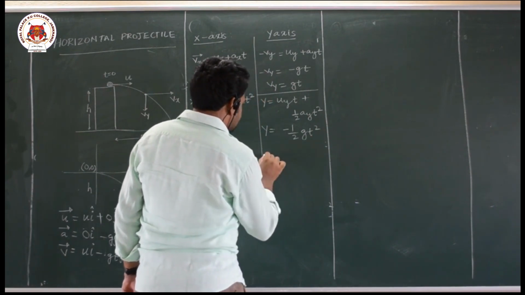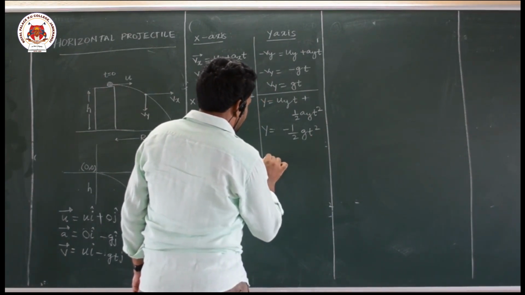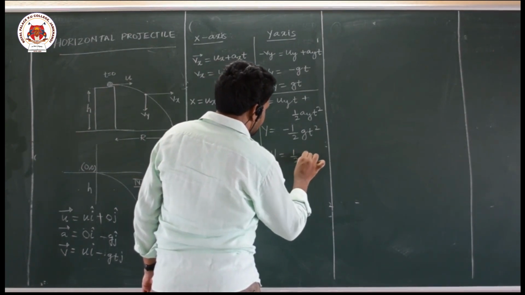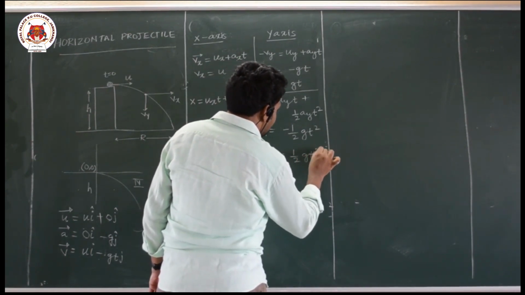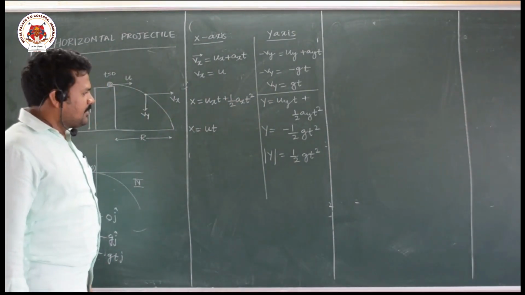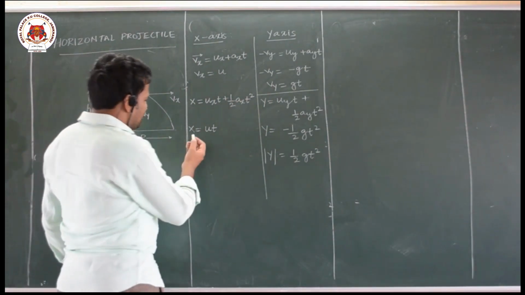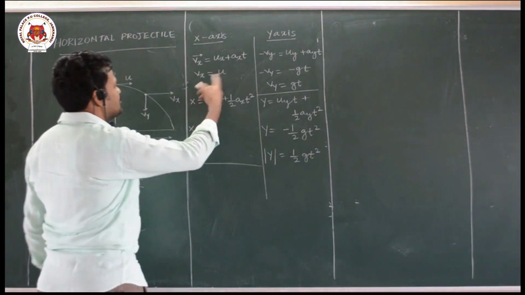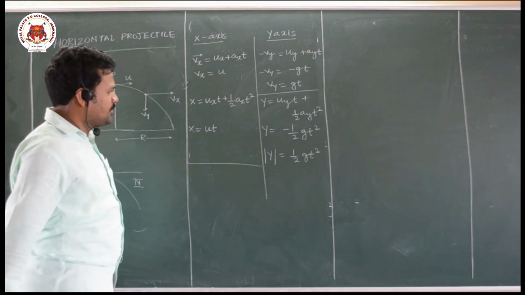If you take magnitude, you will get half gt square, and y value is decreasing with time according to my reference point. Now similarly, v square minus u square you can apply, we can't apply v square minus u square here because it is already 0.